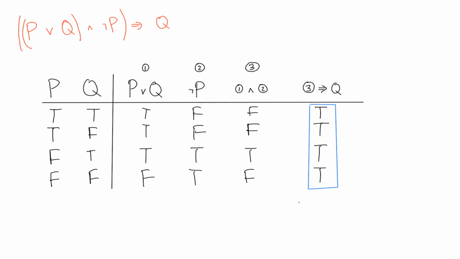A word for this kind of proposition, which is always true, is a tautology. A proposition is a tautology if it has a true in every row in a truth table, or put another way, if it's true whatever its variables are.